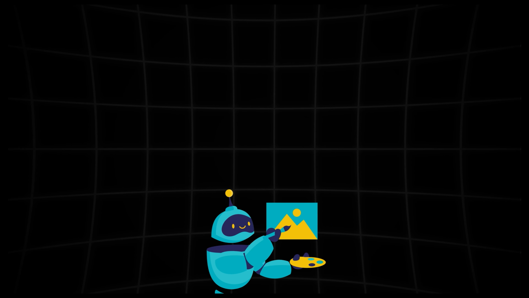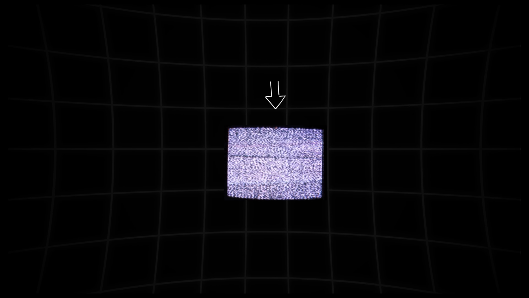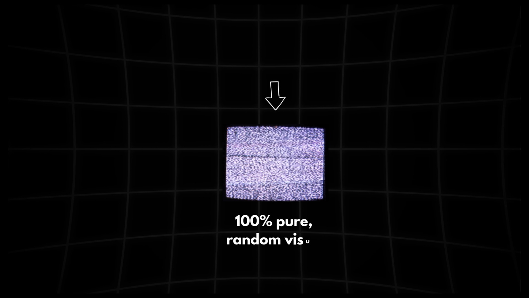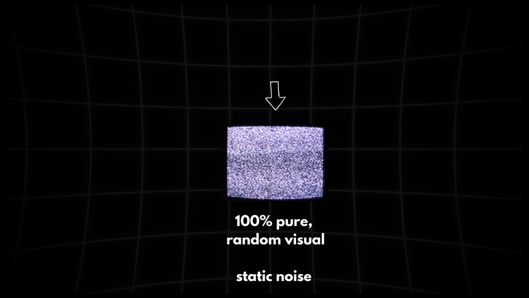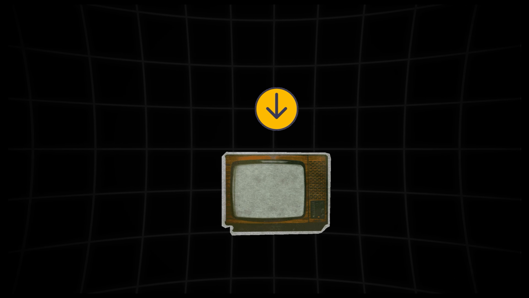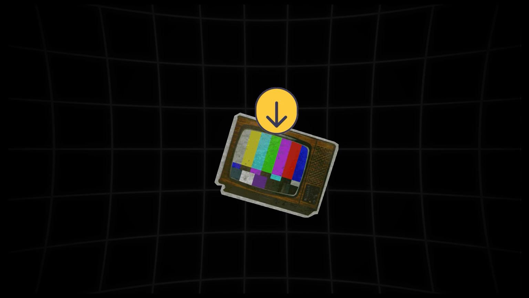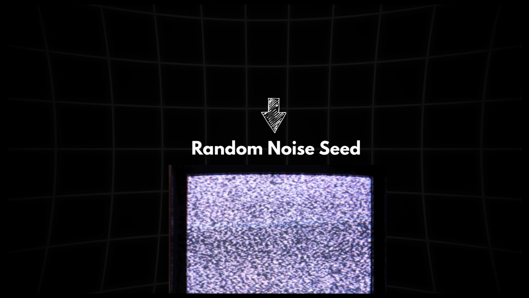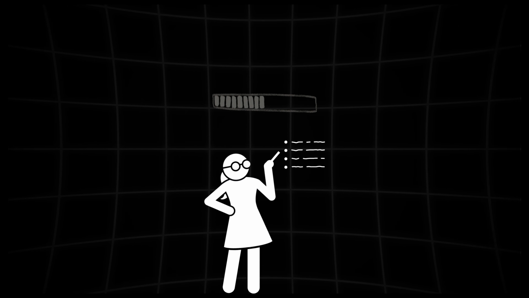Instead, our AI artist will always start with a canvas that is 100% pure, random, visual static noise, which is like pixels tossed around. Think of it like an old TV screen with no signal, a chaotic jumble of pixels. This chaotic canvas is what the AI world calls latent noise or a random noise seed. So this is what it will look like at the end of the day.